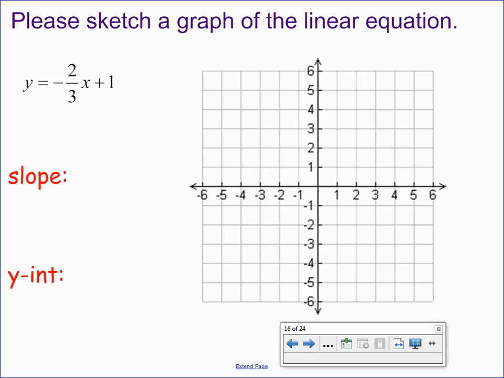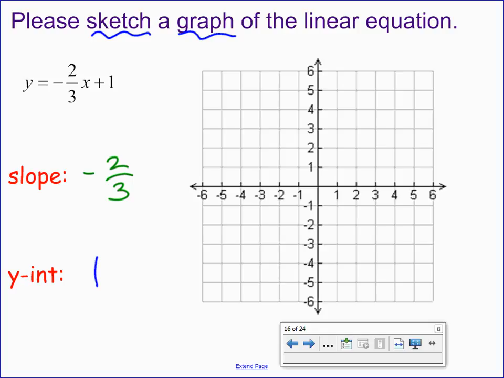What's the slope of that line given its linear equation? Logan? Negative 2/3, thank you. What's the y-intercept of that line given its equation? Brady? 1, thank you. The utility of slope-intercept form is that it's easy to sketch a graph if we're in slope-intercept form. So let's sketch that graph.